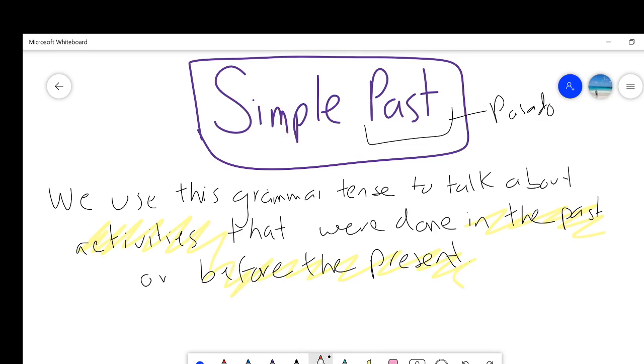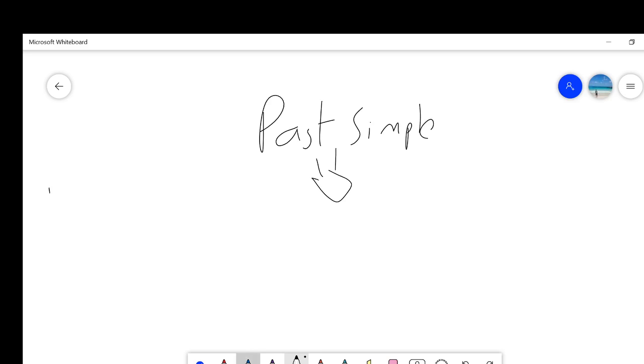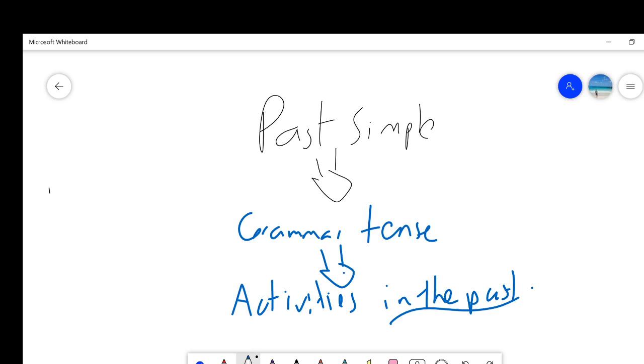In Spanish, that one could be, utilizamos este tiempo gramatical, this grammar tense, to talk about, para hablar acerca de actividades that were done, que fueron hechas o fueron realizadas in the past or before the present, en el pasado o antes del presente. Okay? As simple as that. So in simple words, the past simple is a grammar tense that tells you that activities were done in the past. Es un tiempo gramatical en el cual te dice que unas actividades o algo sucedió in the past. Yes, as simple as that.